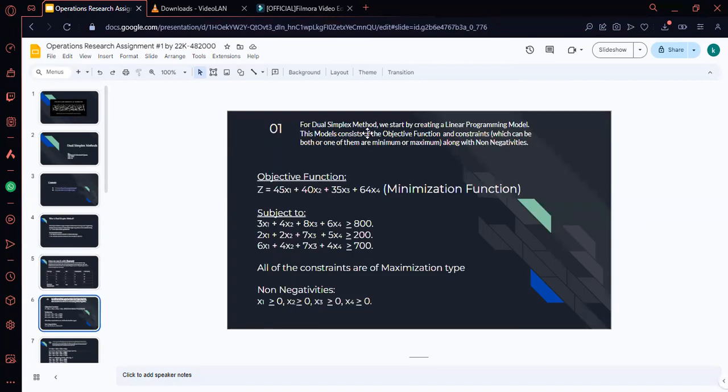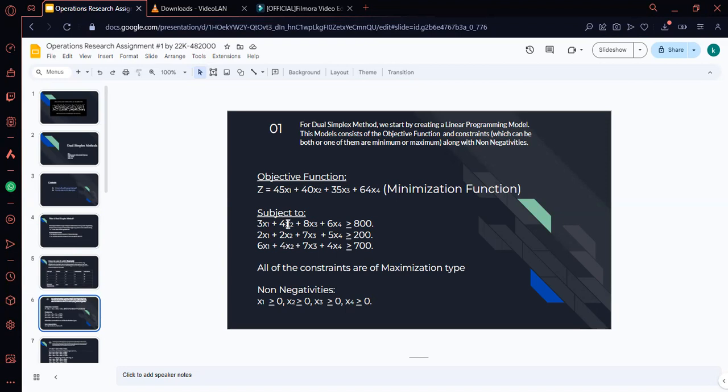So first we will start by creating the linear programming model, which is a basic step before solving by any method, whether it is a simplex method, a graphical method, or dual simplex. Since this is a dual simplex method, the objective function is formed by the cost per unit in rupees, and this is given in the form of a minimization function.